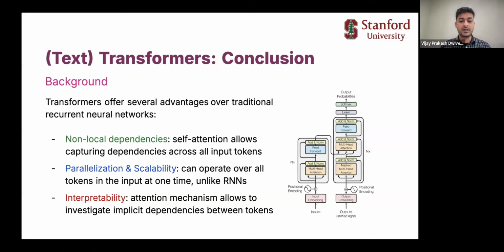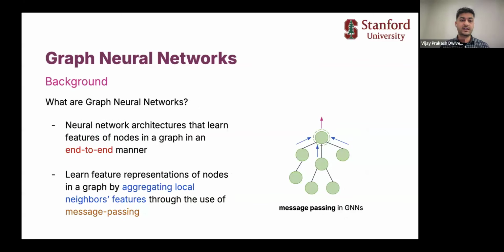In recent years, there has been some work investigating mechanistic interpretability of how tokens interact or what the implicit dependencies in transformers are. So this is a very brief refresher on transformers. When we move ahead next, I'll show how it relates to graphs.